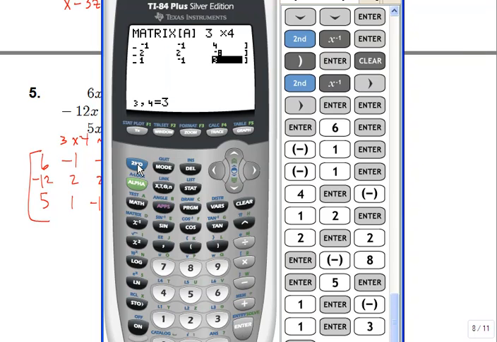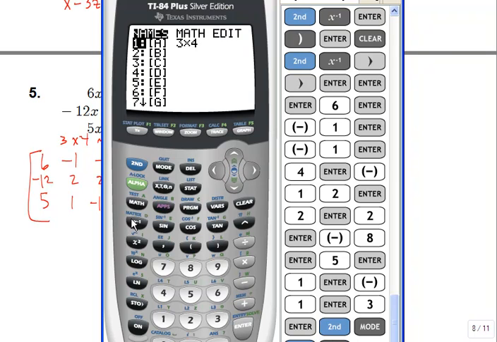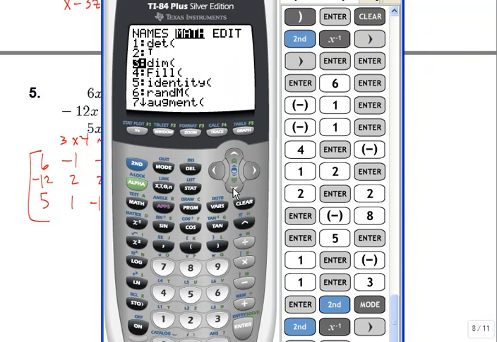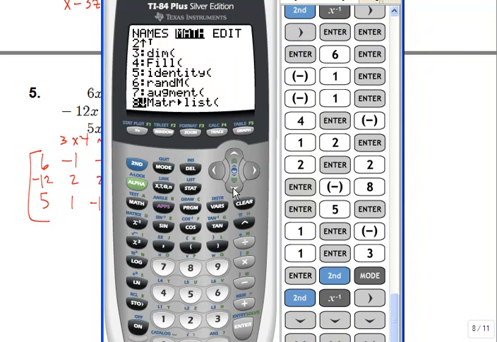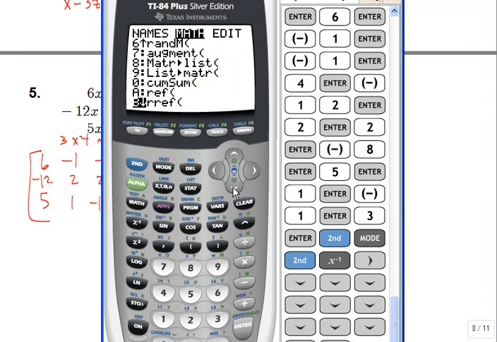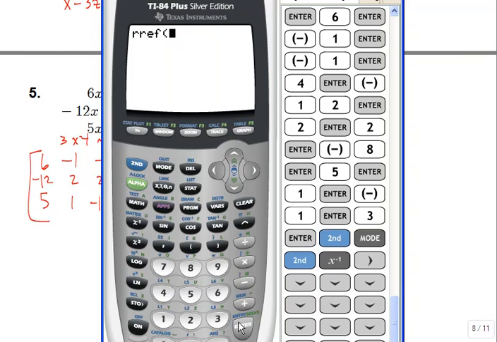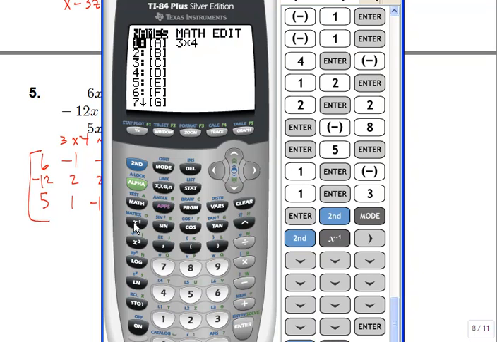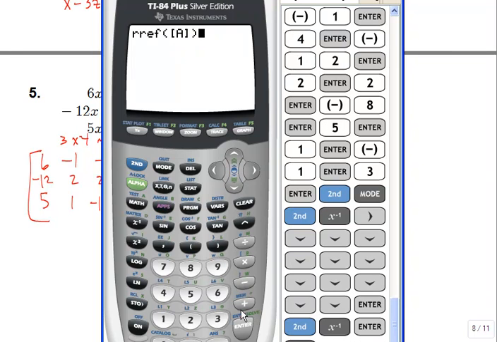We're going to go back to our home screen, so quit out of here, and then once you are back in your home screen, we're going to go to matrix, so second x to the -1, and we're going to go over to math, scroll down until we get to RREF, reduced row echelon form, and hit enter. And I want to use this on matrix A, so we're going to hit matrix again and just click on 1 or hit enter right here, and it'll paste in matrix A, close the parentheses, and hit enter.